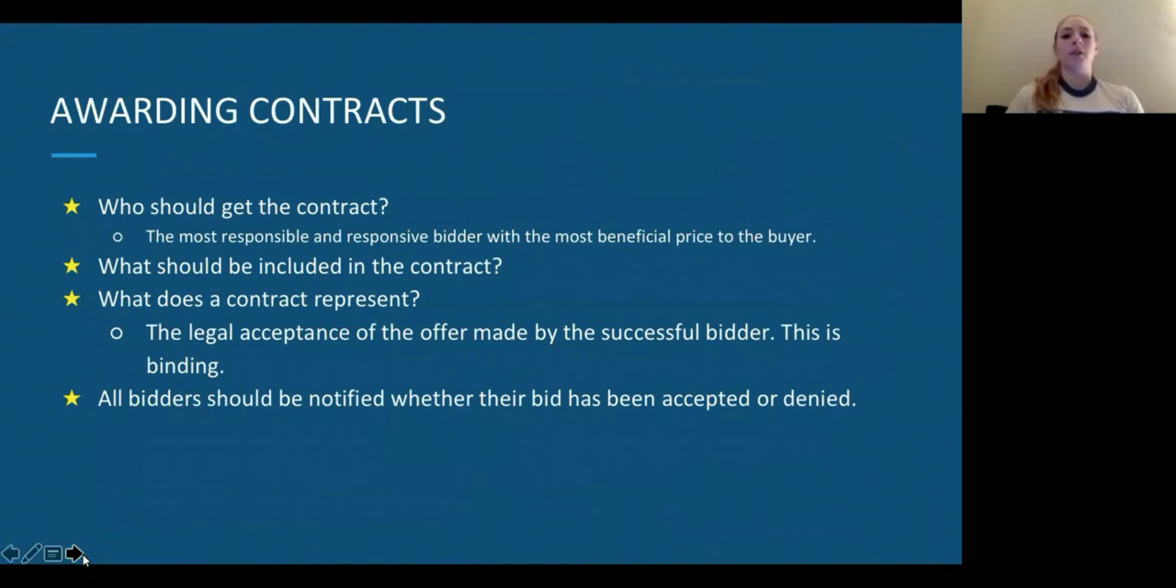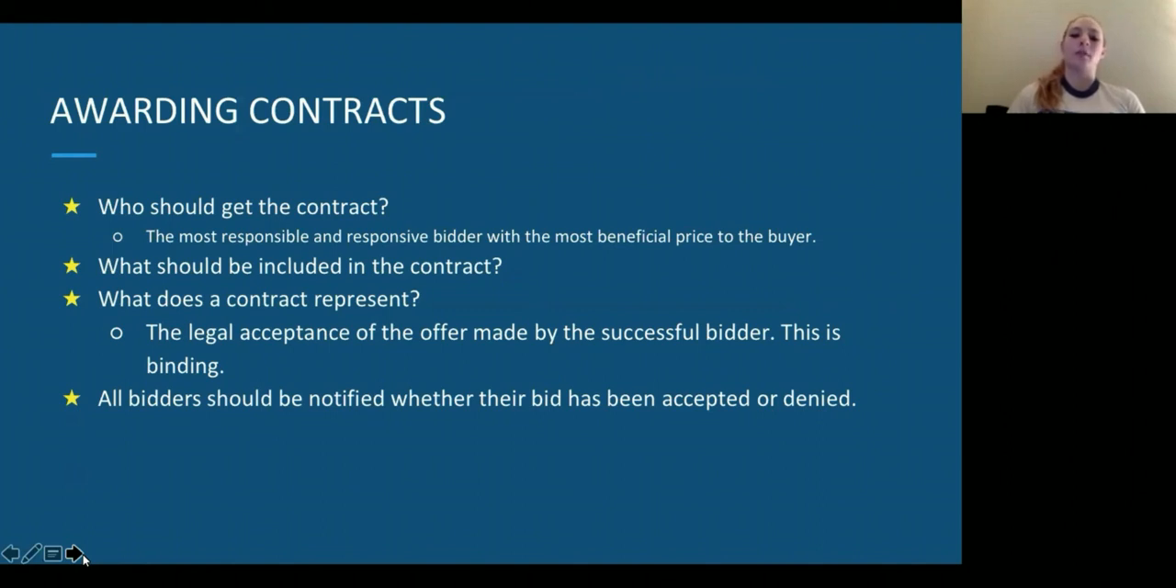a contract. The most responsible and responsive bidder with the most beneficial price to the buyer is the one who should get the contract. Included in the contract should be services rendered, dates and method of deliveries, inspection requests, grade certifications that are required, procedures for substitutions, and how the vendor is to be paid.